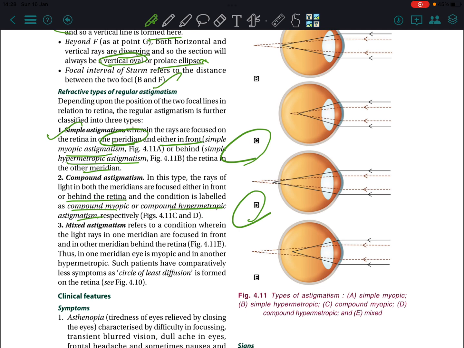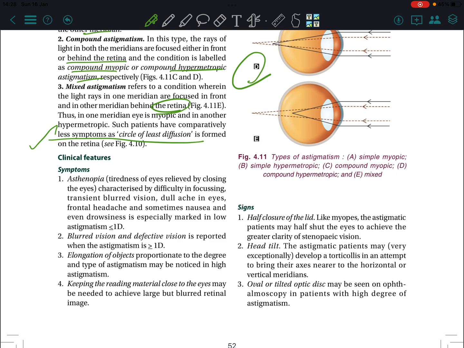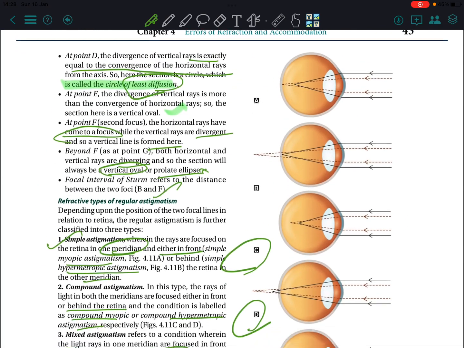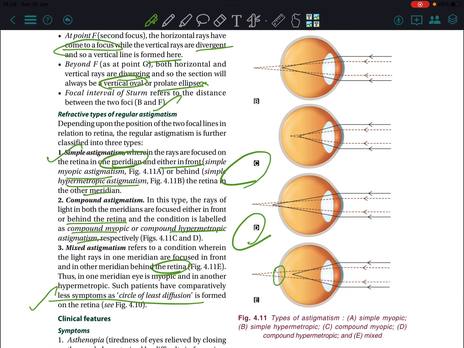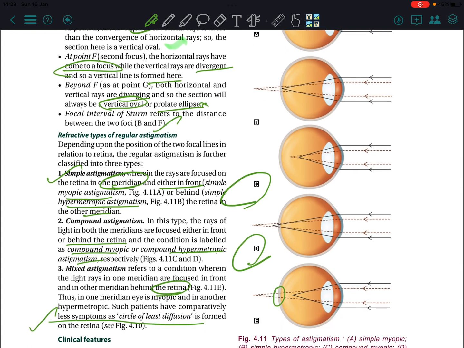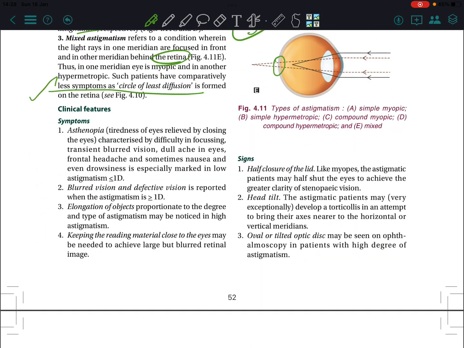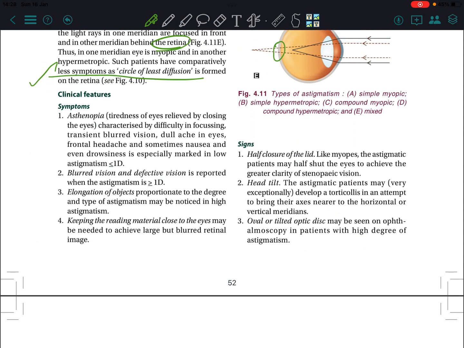Mixed astigmatism refers to a condition where light rays in one meridian are focused in front and in the other meridian behind the retina. Such patients have comparatively fewer symptoms as the circle of least diffusion is formed on the retina. Circle of least diffusion formed here. So A is simple myopic, B is simple hypermetropic, C is compound myopic, D is compound hypermetropic, and E is mixed, where the circle of diffusion is formed on the retina.